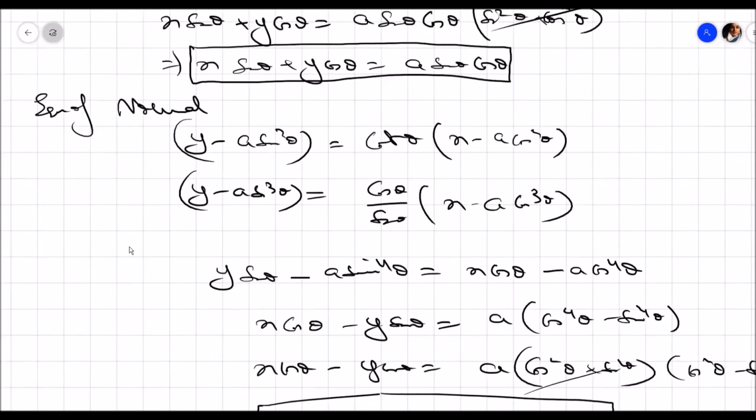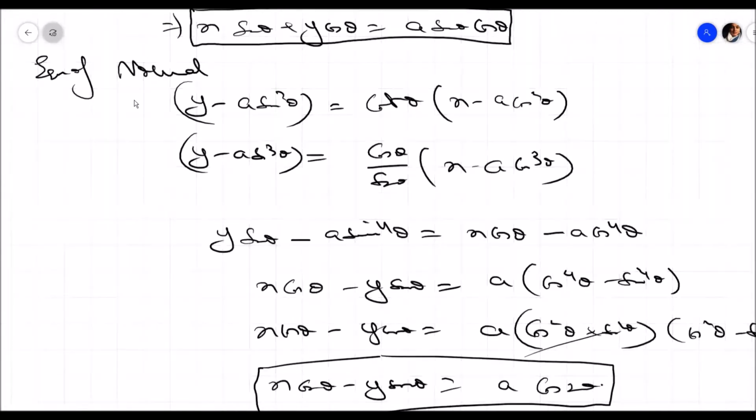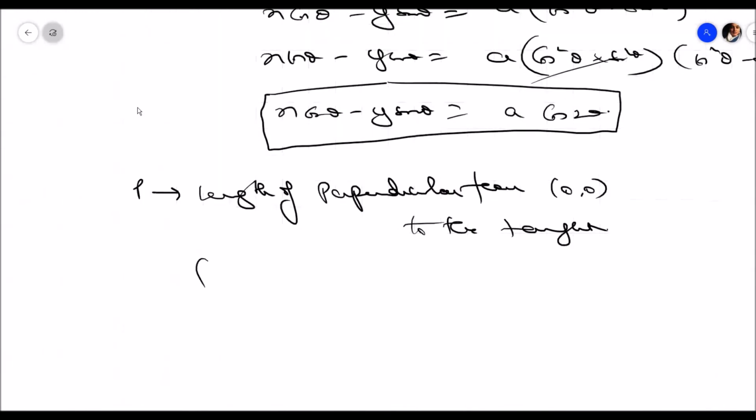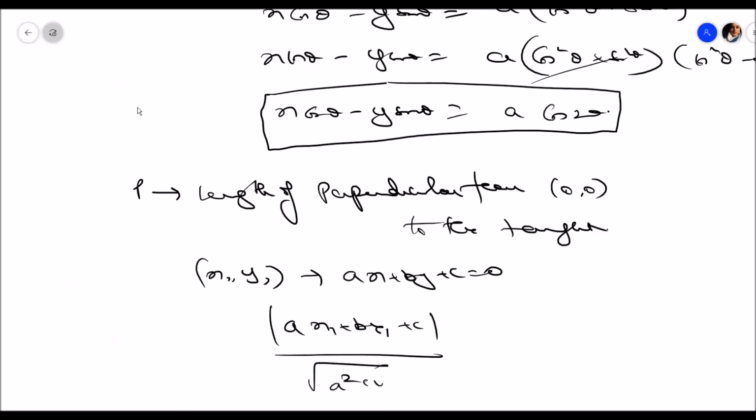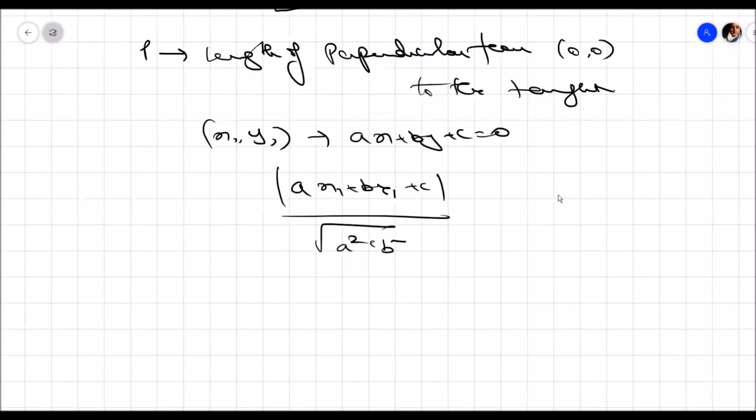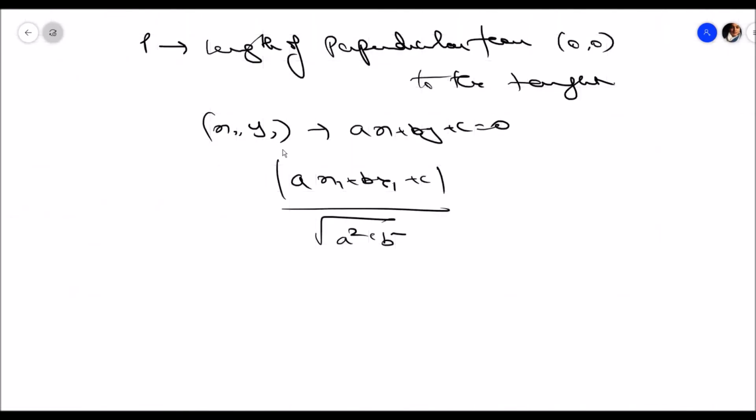I'm sure you remember the length of the perpendicular formula. Okay, from x1 comma y1, if I want to find the length of the perpendicular to ax plus by plus c equal to 0, then it is mod of ax1 plus by1 plus c divided by root over a square plus b square. Okay, so let's find this. You need not write it. I just showed it to you to understand what formula I'm going to use, right?